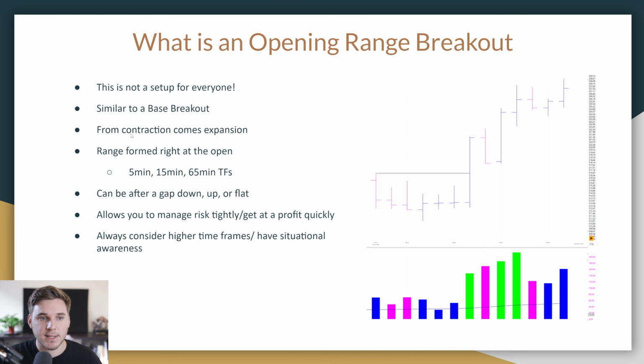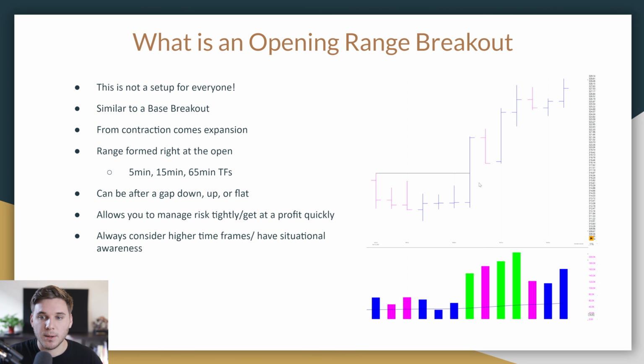We all know that from contraction comes expansion. From this range here comes a breakout and eventual trend, similar to a base breakout on a smaller time frame. And this can be after a gap down, gap up, or just a flat open. And what this allows you to do is basically manage risk very tightly at the low of the breakout bar or even the low of the day here.